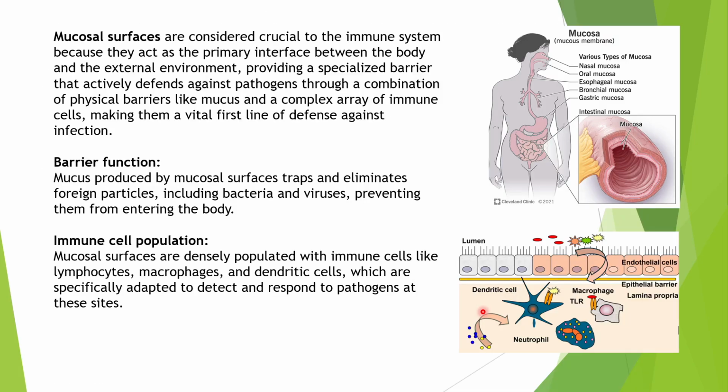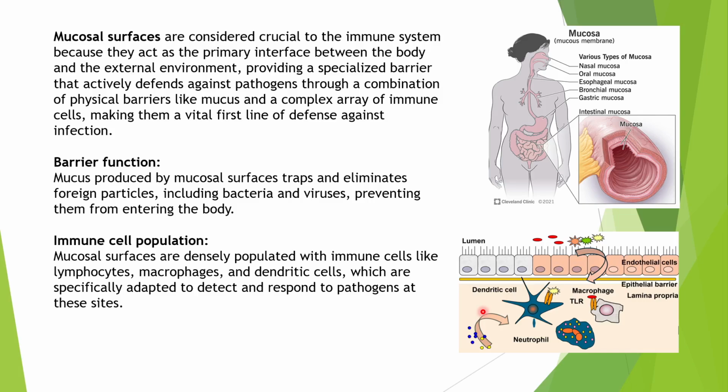Next is mucosal surfaces. Mucosal surfaces are considered crucial to the immune system because they act as the primary interface between the body and the external environment. So we have several openings and entrances in the body: your nasal opening, your oral cavity opening, your reproductive system opening, your excretory system opening, etc.